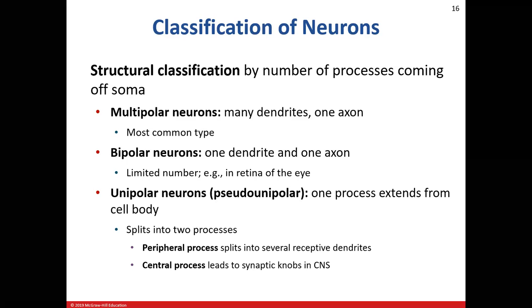The central process is the other one, and it leads to the synaptic knobs in the CNS. So it's going from the cell body then into more of the CNS area. And so the information starts at the peripheral process, comes into the cell body, and then goes back out into the central process towards the CNS.